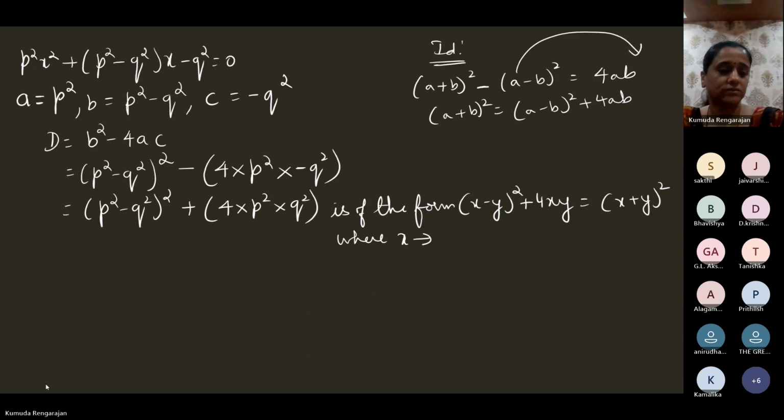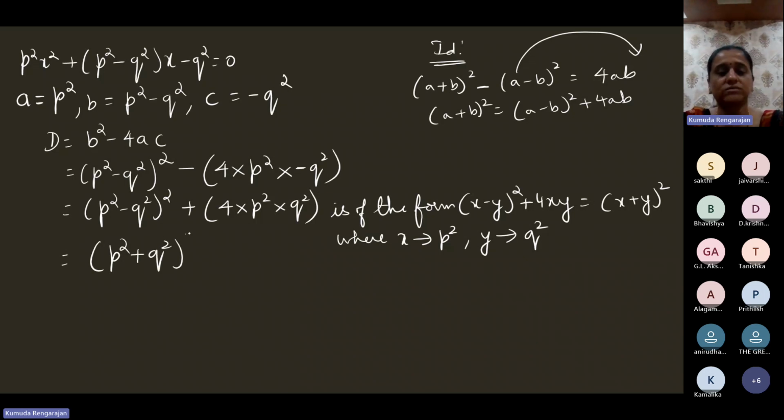P square. X is P squared, and what is Y? Q squared. So X minus Y the whole square plus 4XY. See here, P square minus Q square the whole square, like X minus Y the whole square plus 4XY, 4P square Q square. So this can be written as X plus Y the whole square, P square plus Q square, the whole square. So now we found D.